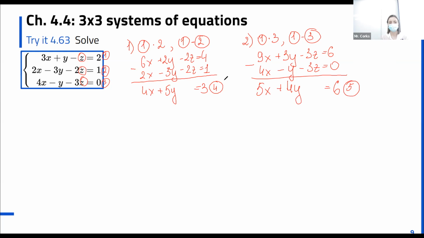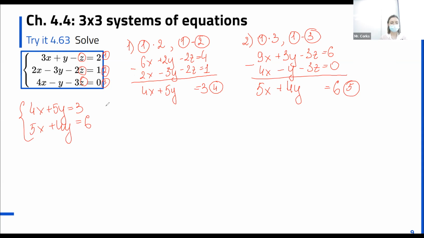Then here, we use the equations we got that contain only 2 variables and combine them into one system. So we have 4x plus y equals 3 and 5x plus 4y equals 6. Familiar? Yes, we did this just recently. So now we need to use either substitution or elimination to get the value of x or y.